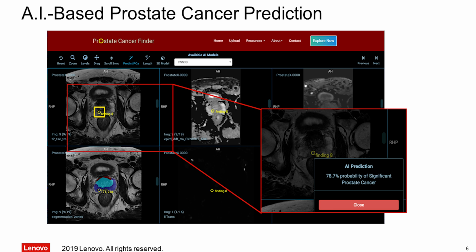Within this, you'll see the outcome is the probability of finding significant cancer. If the probability is higher, there is better confidence of finding cancer around this location.